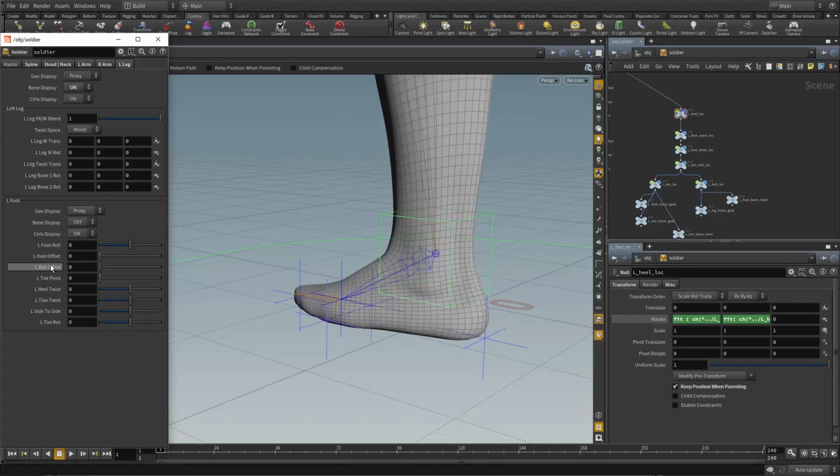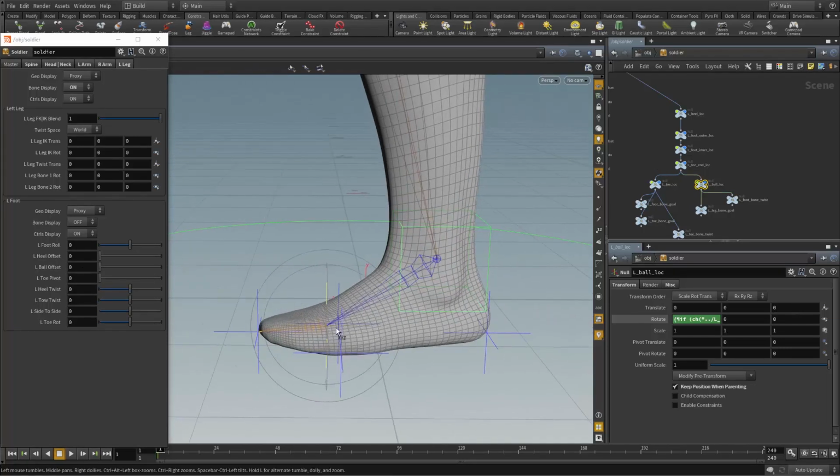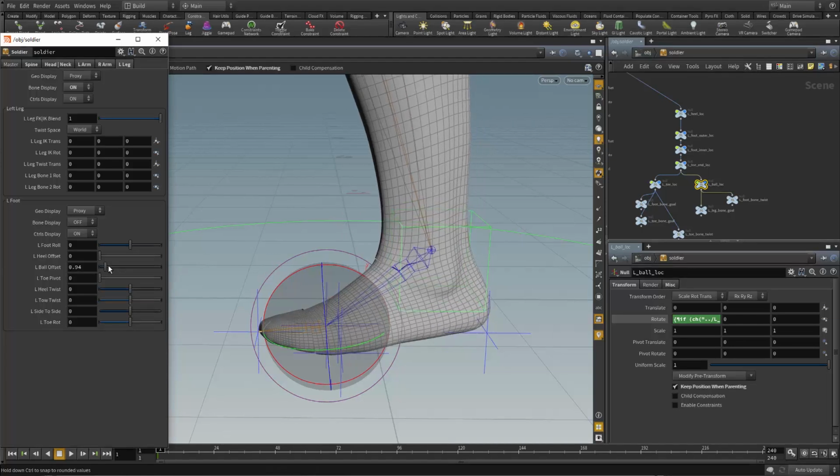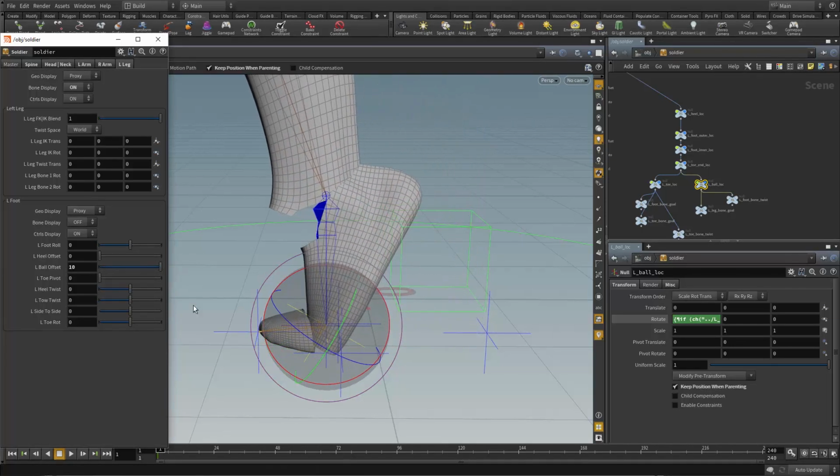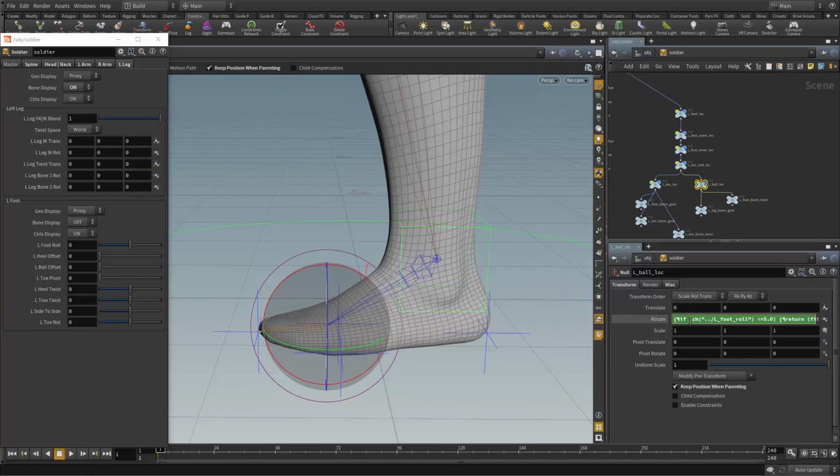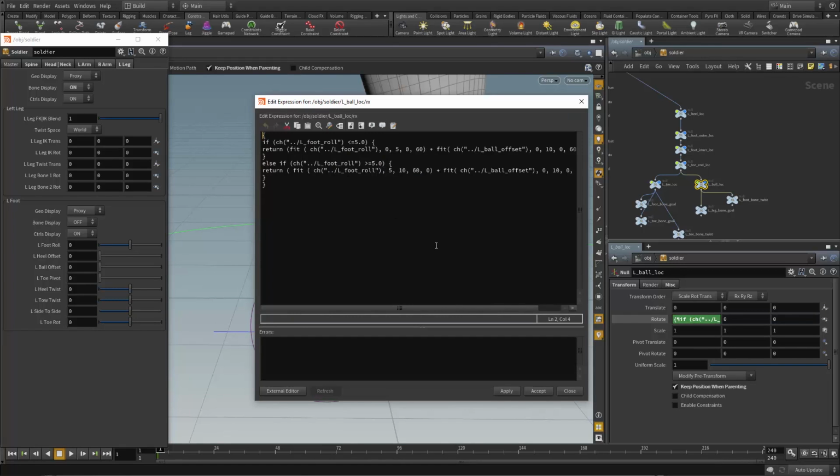So simple enough. And then for the ball offset, I did exactly the same thing. I took this ball node and I rotated it forward in X, so I lifted the heel up by an amount that I was comfortable with. So I rotated it to about there. And so this value I used in the expression. And you can see ball offset here.